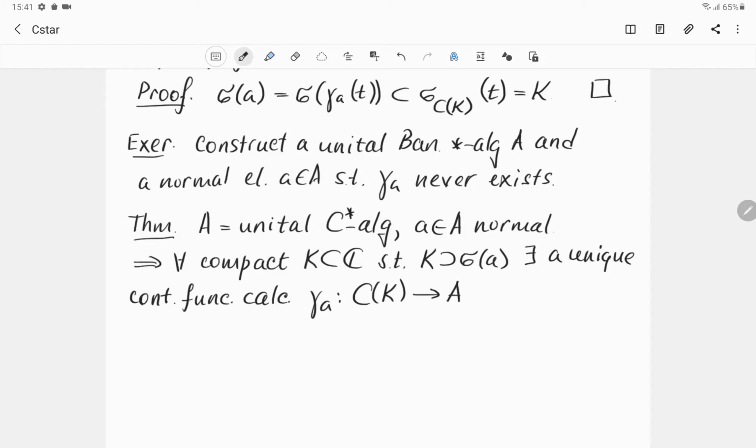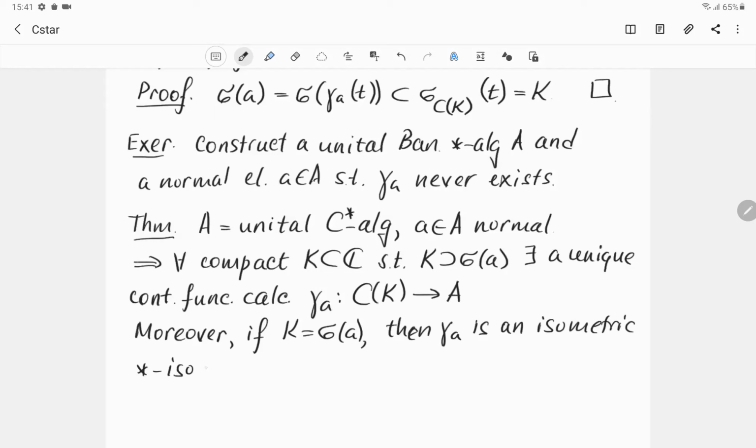And moreover, if K is exactly the spectrum, if K equals the spectrum, then gamma is an isometric star isomorphism onto the C-star subalgebra generated by A and the identity.